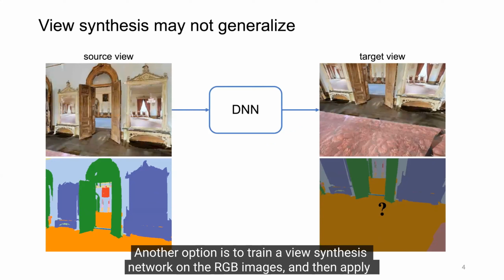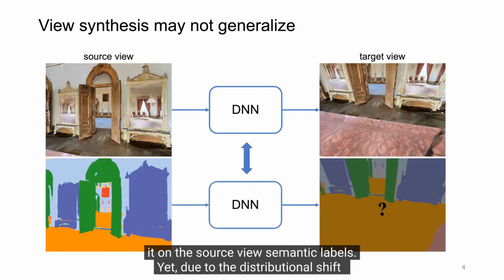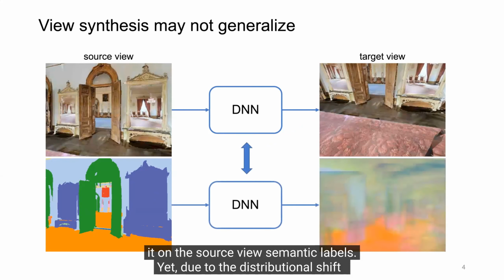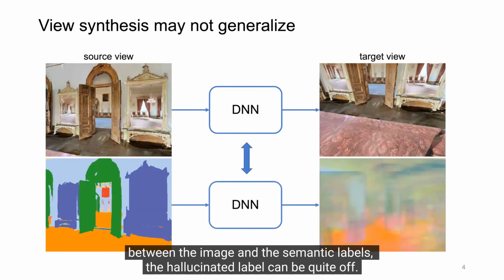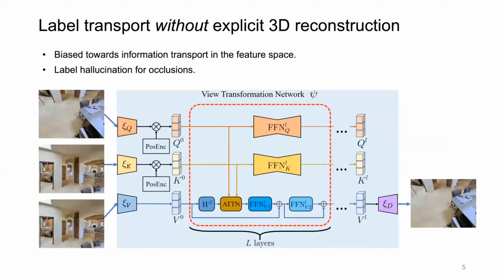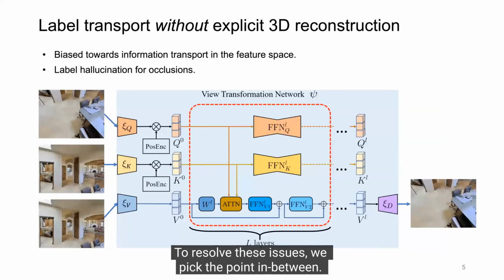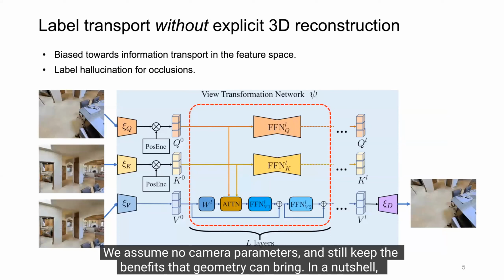Another option is to train a view synthesis network on the RGB images, and then apply it on the source view semantic labels. Yet, due to the distributional shift between the image and the semantic labels, the hallucinated label can be quite off. To resolve these issues, we pick the point in between. We assume no camera parameters and still keep the benefits that geometry can bring.